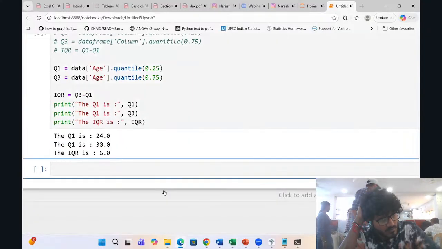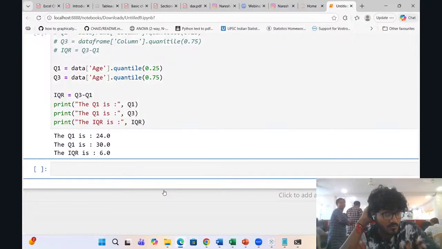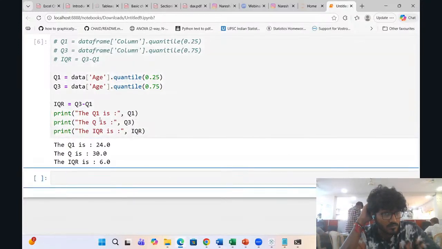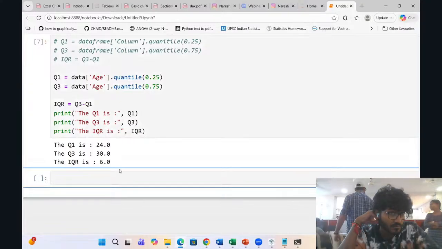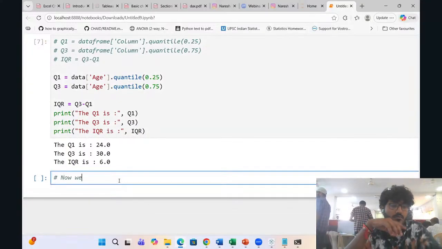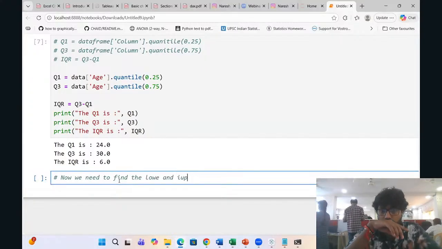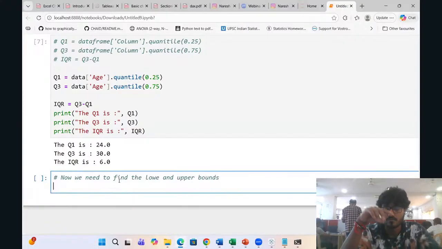So from this, what I got to know is that Q1, quartile one, is 24. Sorry, Q3 is 39. IQR is 6. Not yet done. We need to build the lower bound and upper bound. So now we need to find the lower and upper bounds.